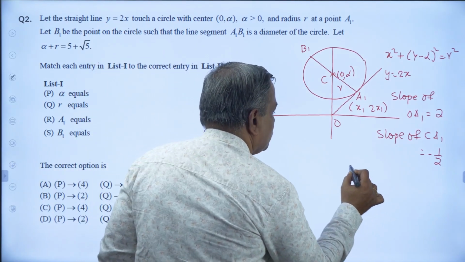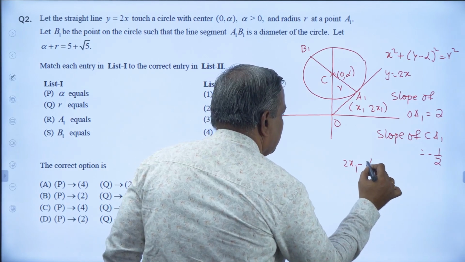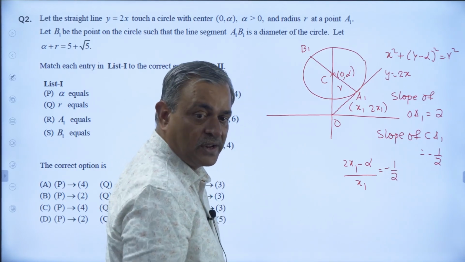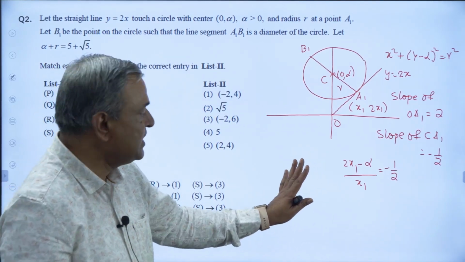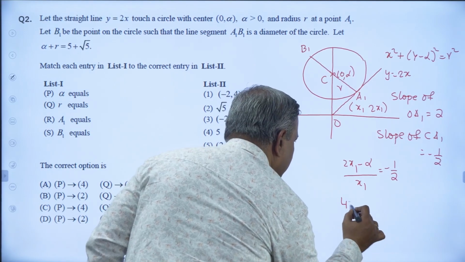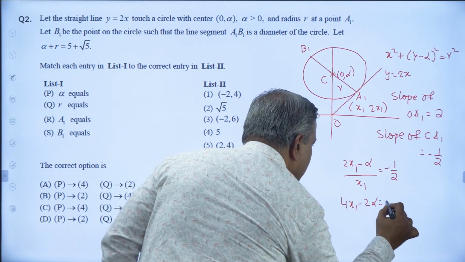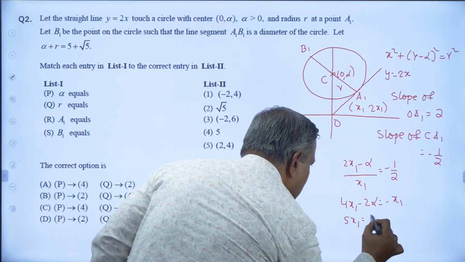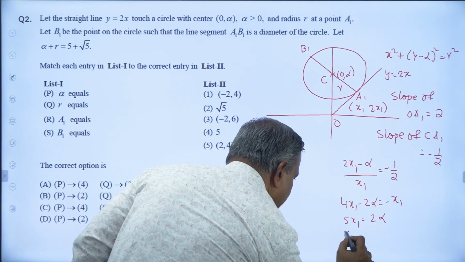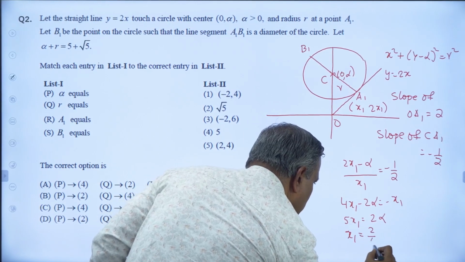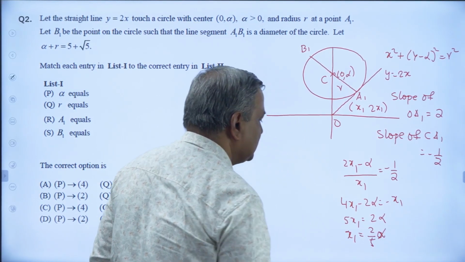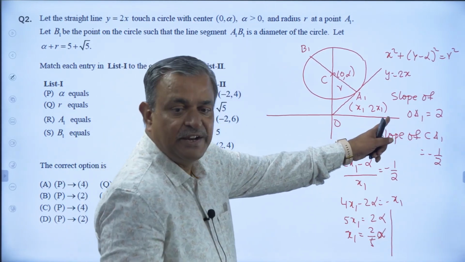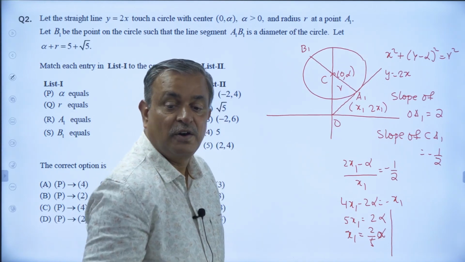Now what is the slope? Slope is (2x1 minus alpha) by x1 is equal to minus 1 by 2. Okay, till now we have not read the complete problem. Given data we are writing it. So we get 4x1 minus 2 alpha is equal to minus x1. So we get 5x1 is equal to 2 alpha, or x1 is equal to 2 by 5 alpha. So we got this point in terms of alpha.